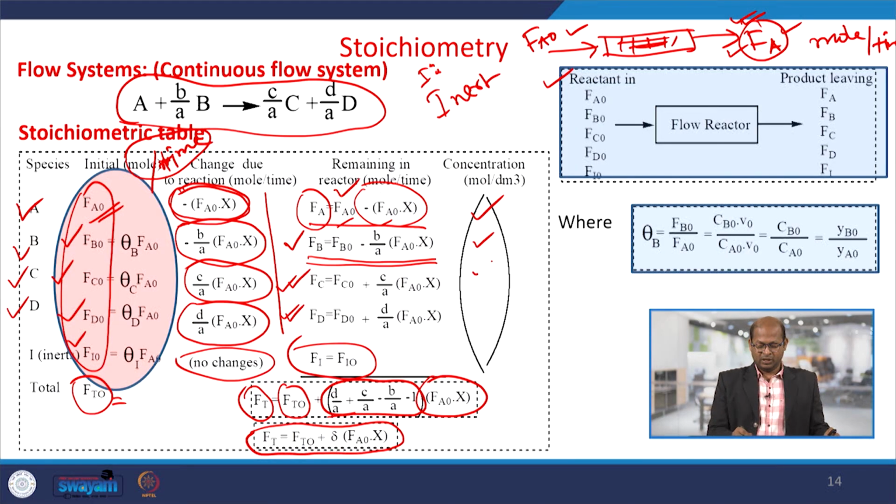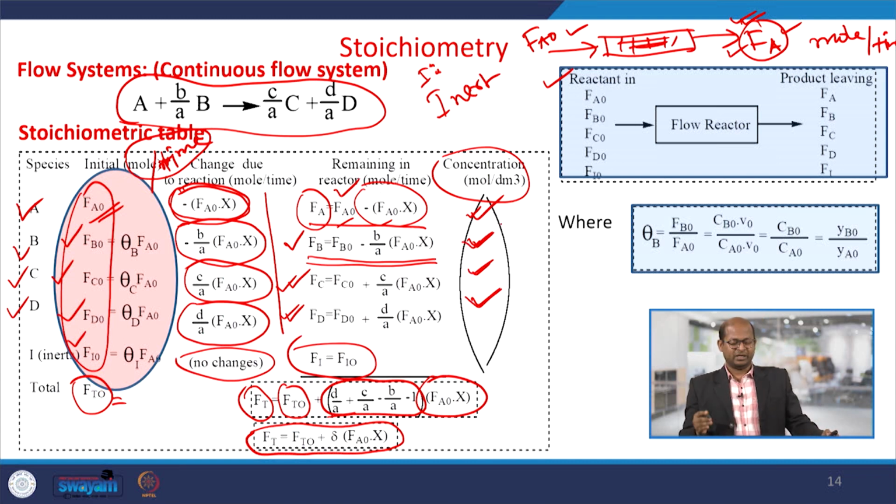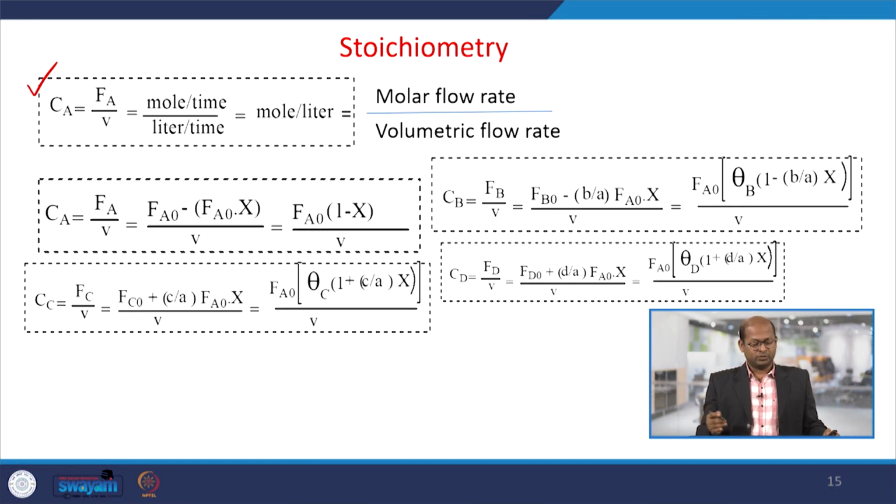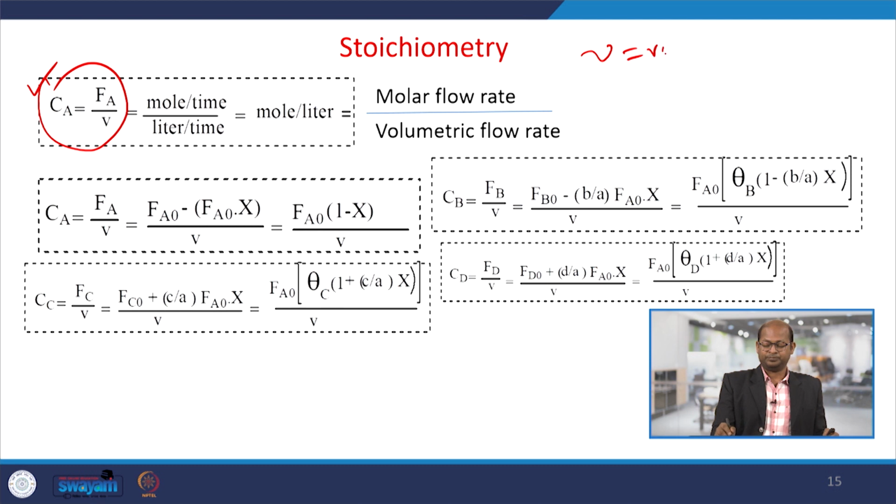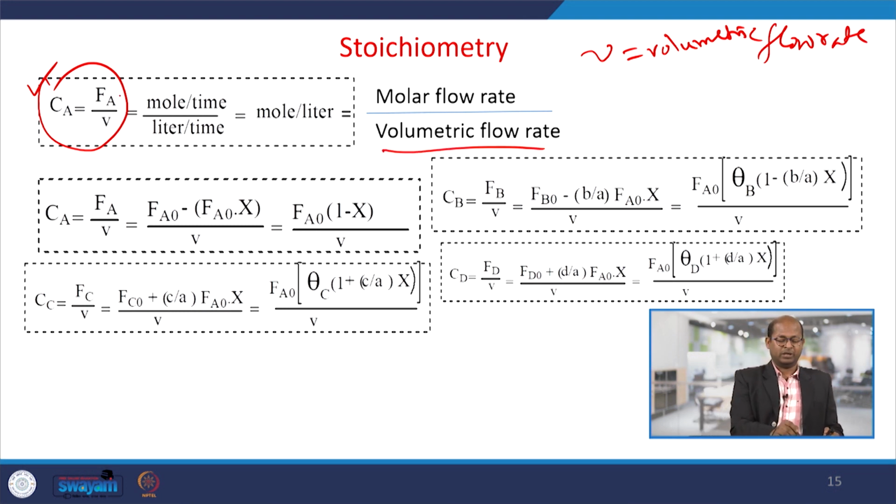This part we have to derive, or change the molar flow rate in terms of concentrations, then we can put it here, and the concentrations would come in mole per dm cube. That part we have to put in the rate equations, and we have to express it in terms of conversion. Now concentrations we can express in terms of molar flow rate by volumetric flow rate. Here small v is the volumetric flow rate, and F is the molar flow rate.